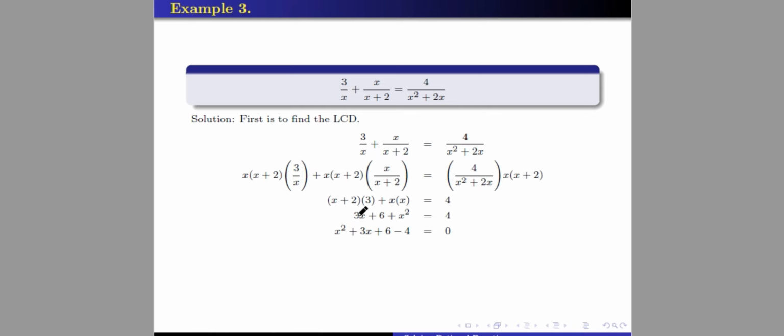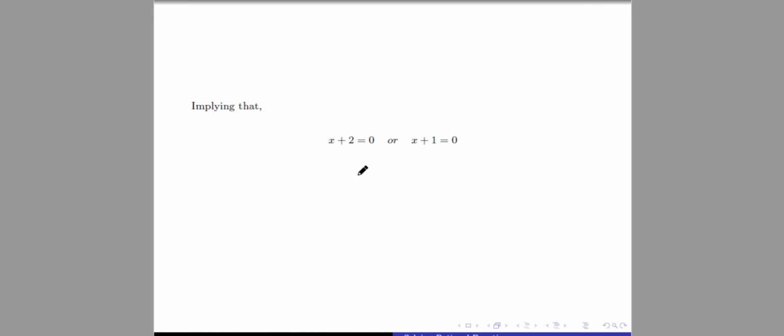So we have x squared plus 3x plus 6, and then this 4 will become negative 4. And then operate, so we have x squared plus 3x plus 2 equals 0. We can factor this. We have x plus 2 times x plus 1 equals 0. So this implies that x plus 2 equals 0 or x plus 1 equals 0. So we have two values, x equals negative 2 or x equals negative 1.